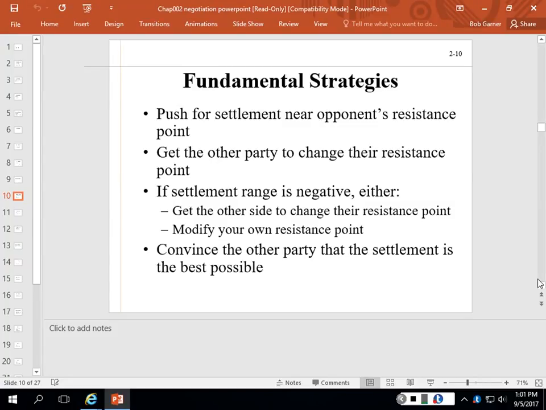Okay, so you've got to ask questions. You've got to dig and see if you can find out what the resistance point is. If the settlement range is negative, then one of us has got to change our point or try to convince the other party, and then it becomes sales, really not negotiating.